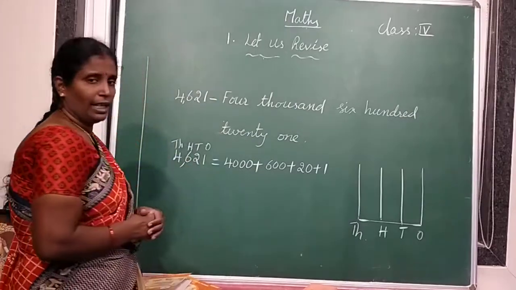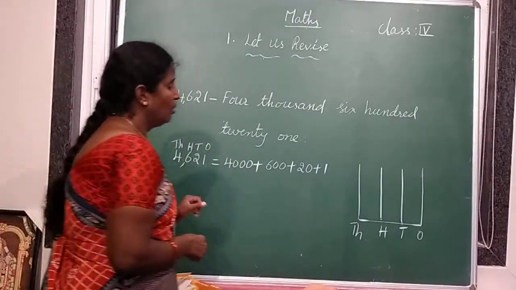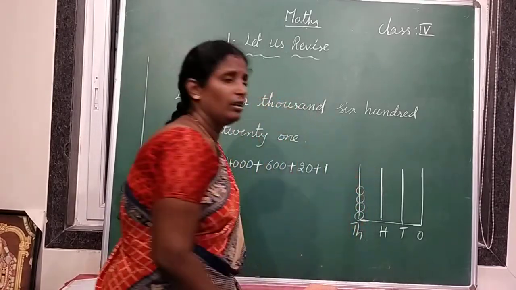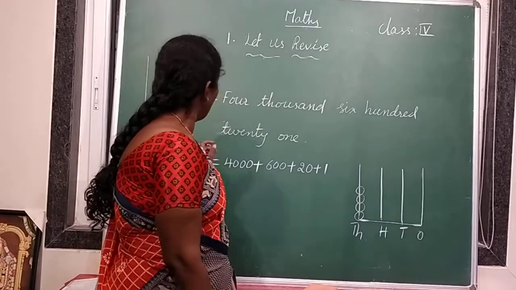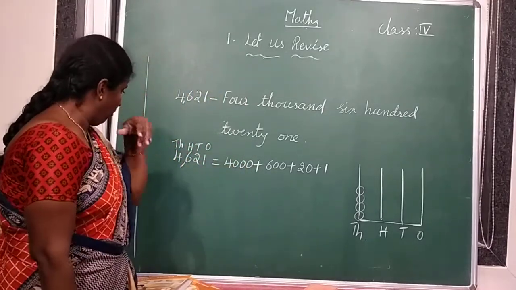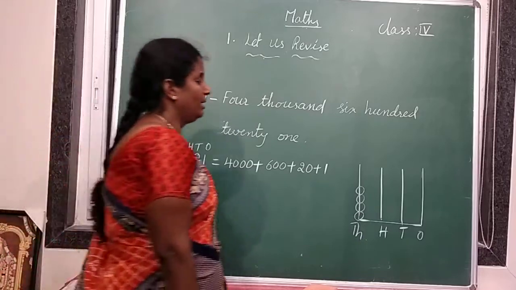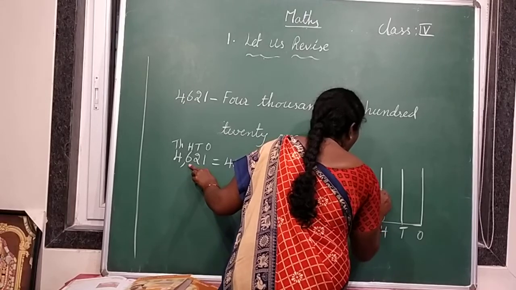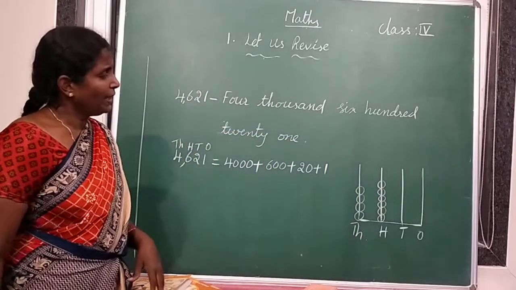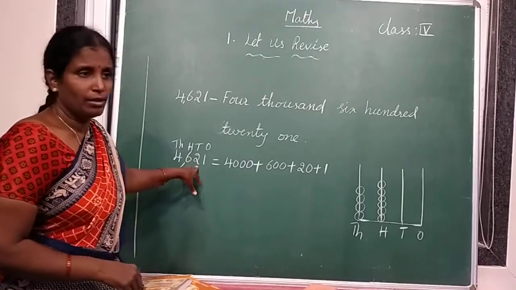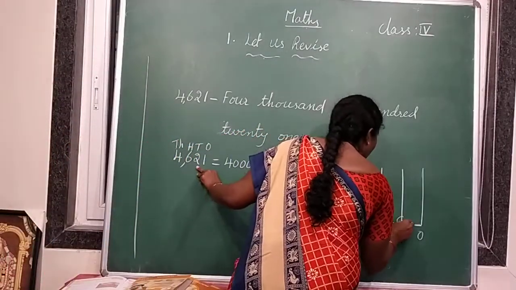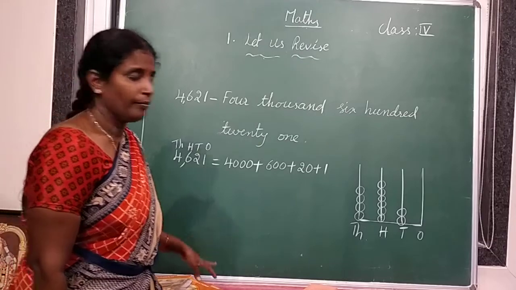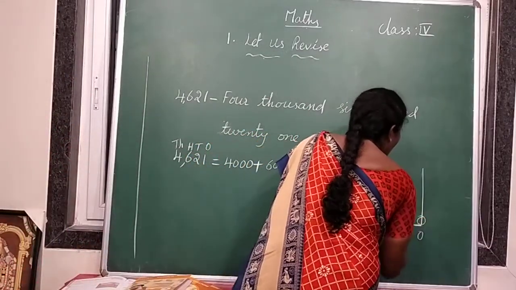How many thousands are there? 4. So write 4. Draw 4 beads on thousands. Next, how many hundreds are there? Yes, 6. So we have to draw 6 beads: 1, 2, 3, 4, 5, 6. How many tens are there? 2 tens. So draw 2 beads. How many ones are there? Only 1 one. So 1 bead in ones.